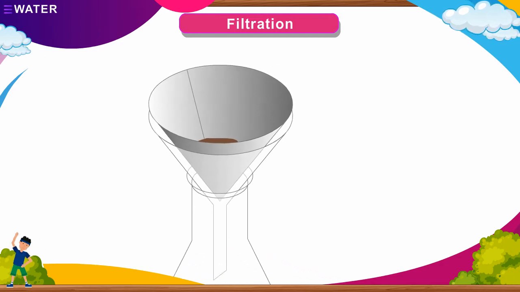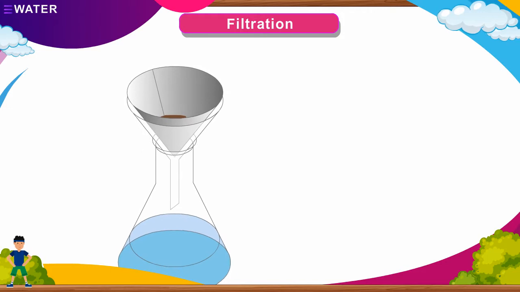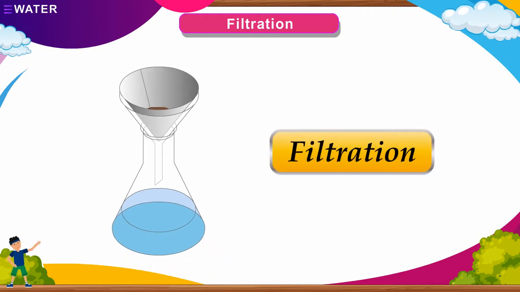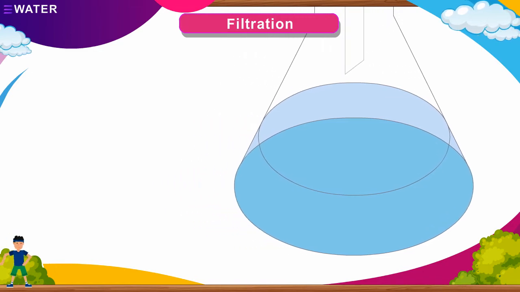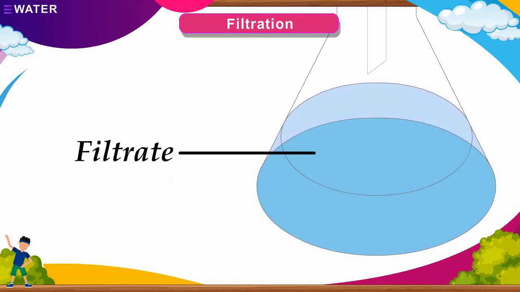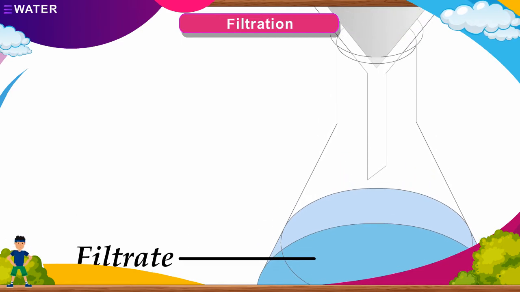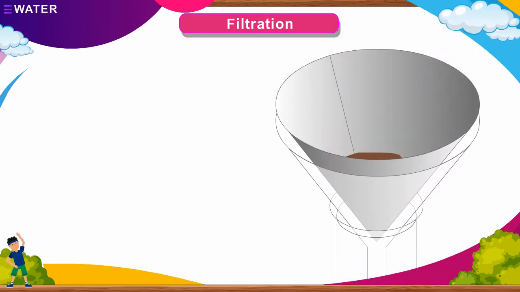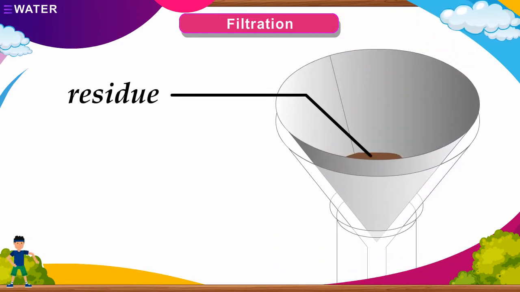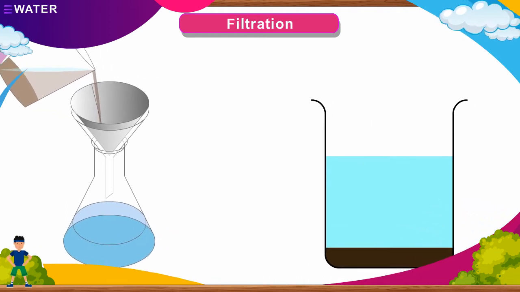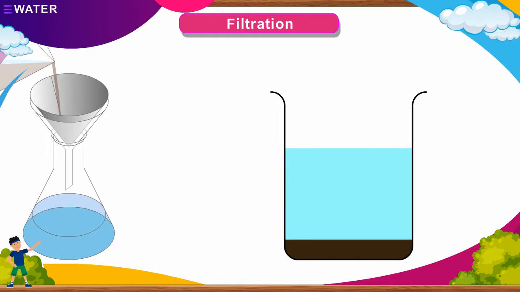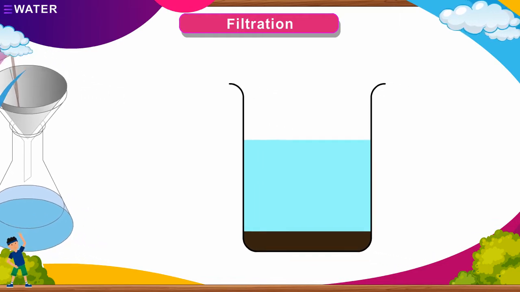This process of separating insoluble impurities from water is called filtration. The liquid that comes out of the filter paper is called the filtrate, while the substance which remains on the filter paper is called the residue. Filtration is a better and a faster method of separation in comparison to sedimentation and decantation.